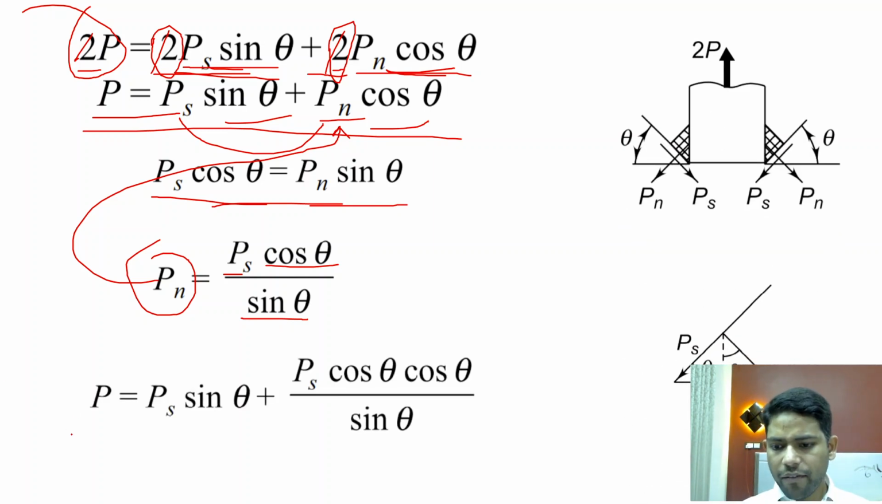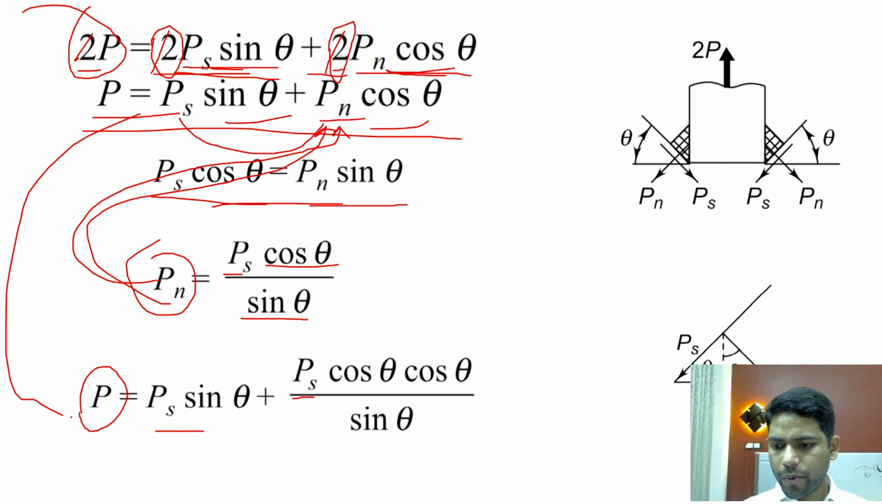Okay, we have an equation which is giving us the strength of the weld in terms of only PS. So what we have done is we have substituted the value of PN in this equation to get this equation.